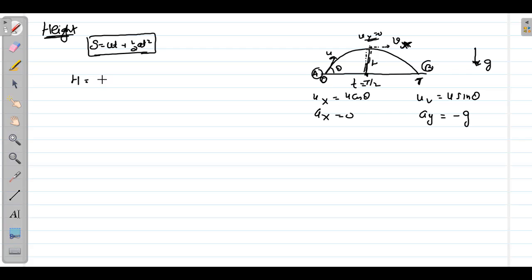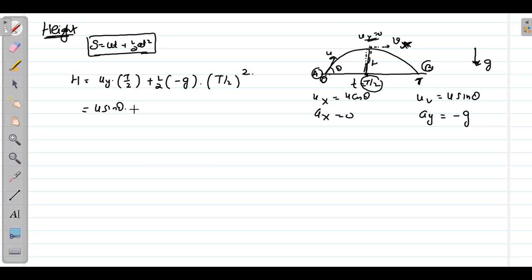h equals initial velocity uy times the time taken, T by 2. This is the time taken by the projectile to reach from A to this highest point. Plus half, acceleration along the y direction is minus g, so it is minus g into T by 2 whole square. And now we have to solve it. uy is u sin theta.